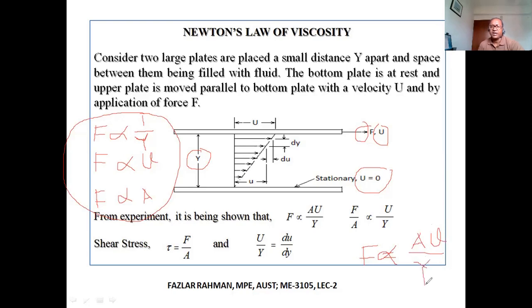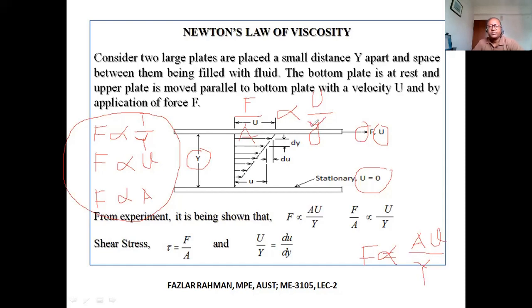I can say, right? And from here, I can simplify more. I would like to bring this A to the bottom of F. So I can say F by A is proportional to U divided by Y.